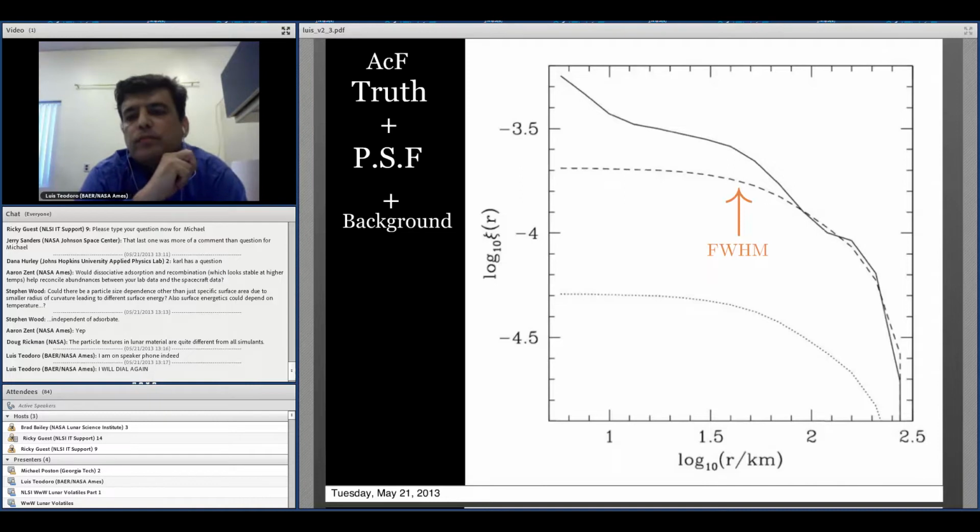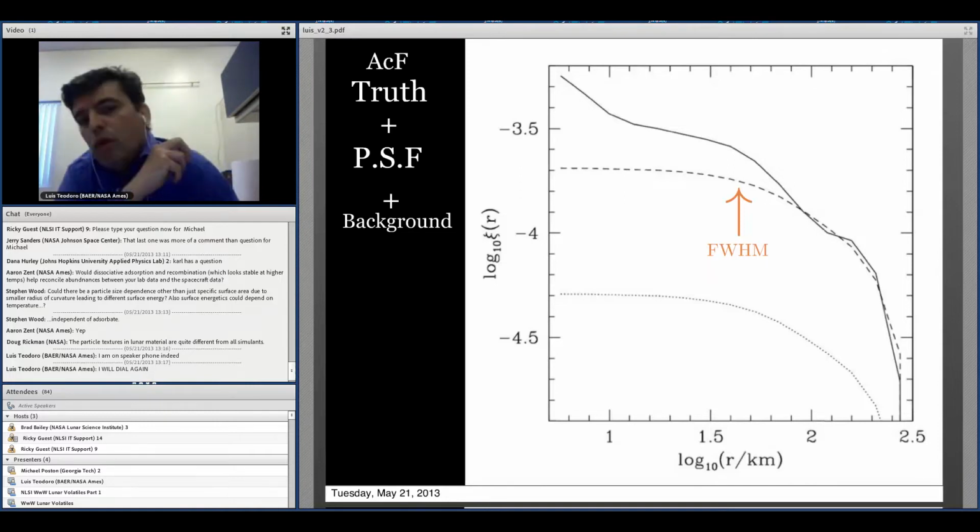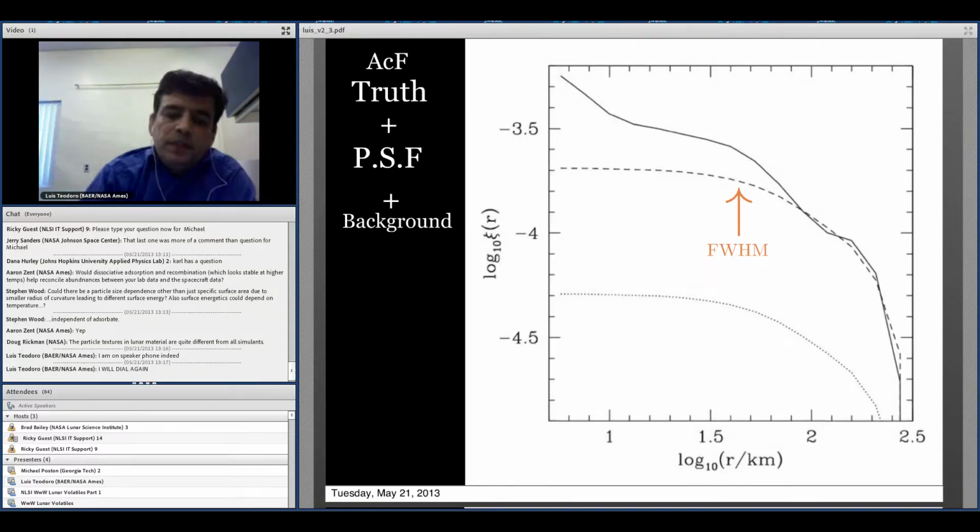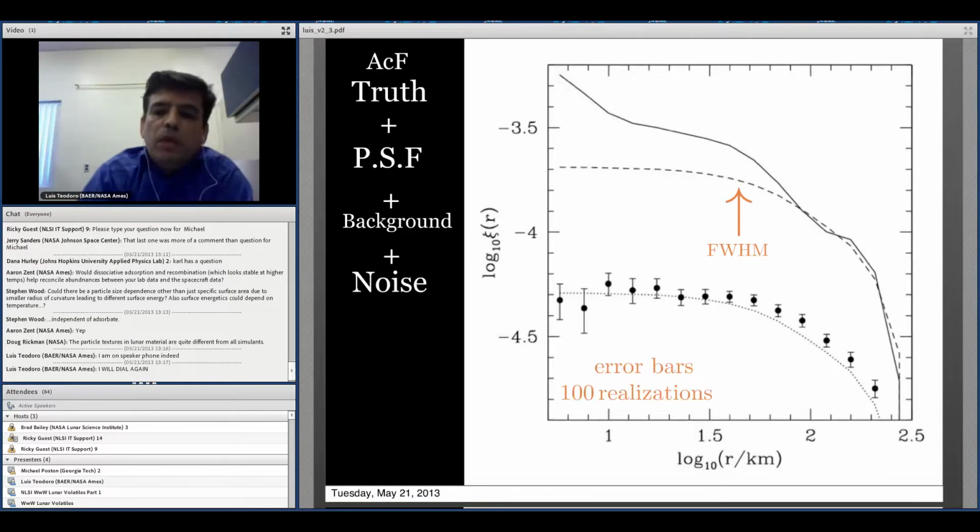Eventually, you add noise on top of the 2 previous steps, and that's the measurement that you get, for a particular realization. The error bars you can see around those values are computed over 100 different realizations of the noise.